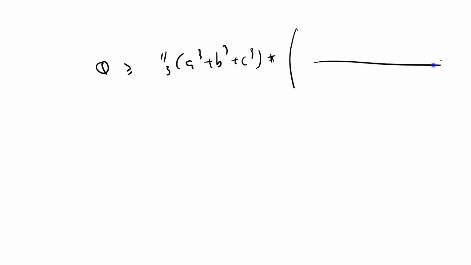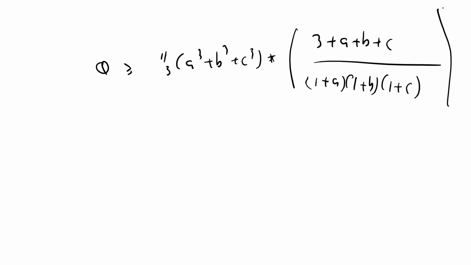Okay, so where have we got up to? Where have we got to? We know that the quantity q that we're interested in is greater than or equal to a third of a cubed plus b cubed plus c cubed, times a fraction of 3 plus a plus b plus c over (1 plus a)(1 plus b)(1 plus c).